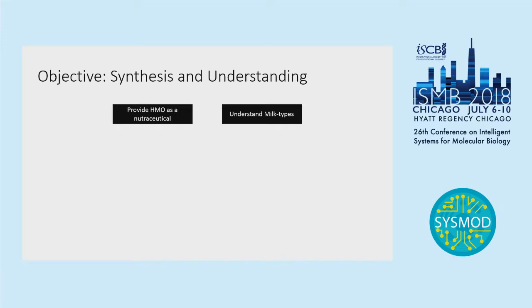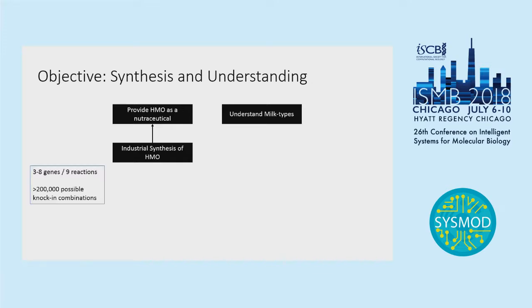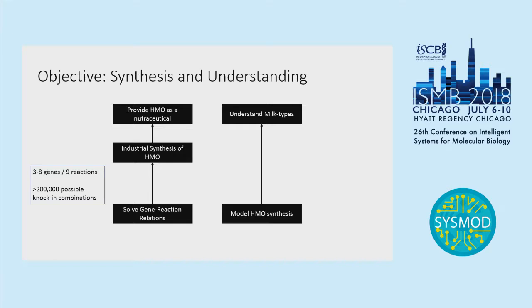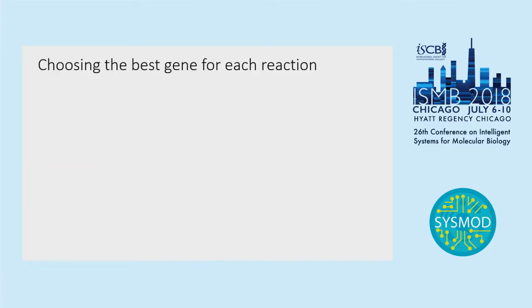We want to provide the possibility of HMOs as a nutraceutical, as well as understand the milk types. That means we need to be able to synthesize them. That means we need to be able to reduce the possible genes that might be performing these reactions, which means we need to solve this difficult problem of assigning genes to reactions, which is currently an open problem. We also want to better understand the milk types by solving these biosynthetic models. These problems are intertwined, and I'm going to show you in the next slide how they fit together.